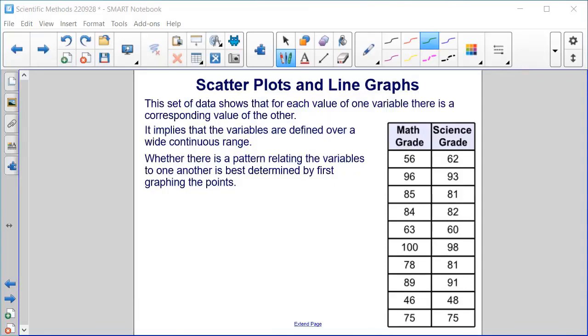Scatter plots and line graphs. This set of data shows that for each value of one variable, there is a corresponding value of the other. For every math grade, there is a science grade. It implies that the variables are defined over a wide continuous range. Whether there is a pattern relating the variables to one another is best determined by first graphing the points.